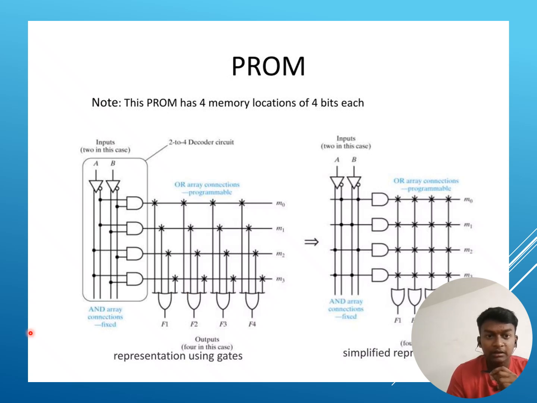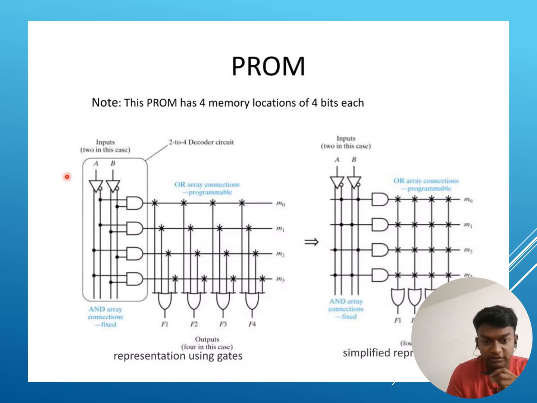So PROM has a fixed AND array and a programmable OR array. This is the fixed AND array, and this is the programmable OR array, where data is stored by blowing fuses. So these cross marks are fuses, and we can store data by blowing these fuses. So this is almost like a decoder. We can simply see that.